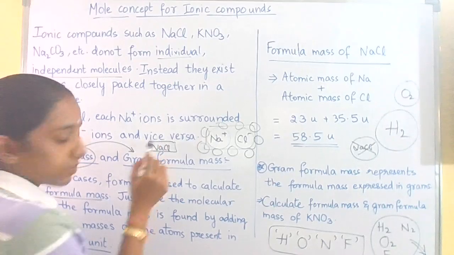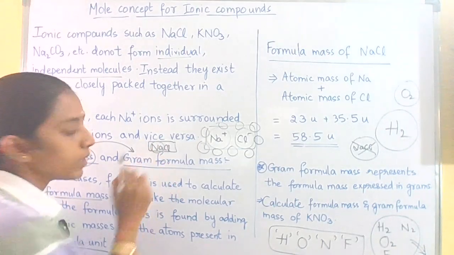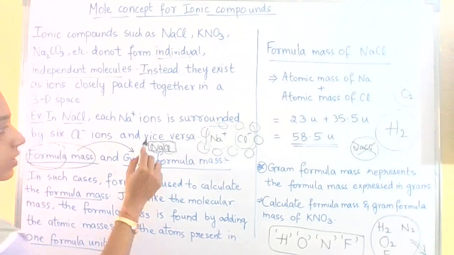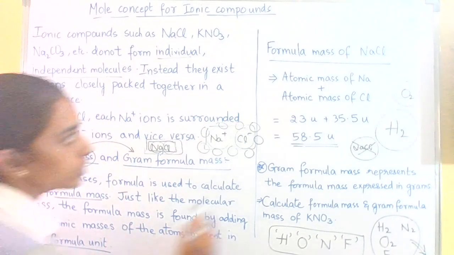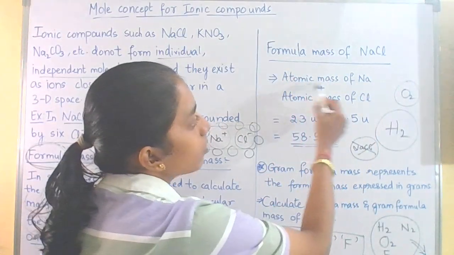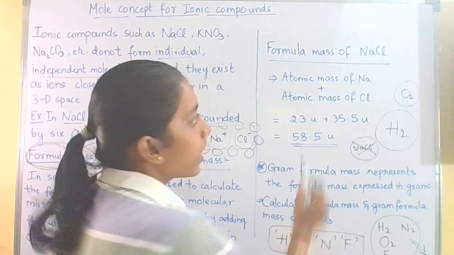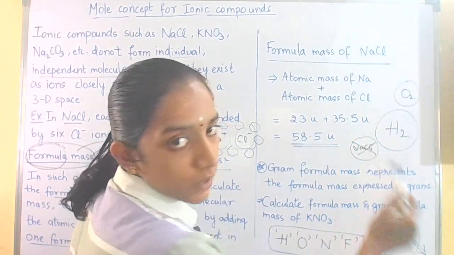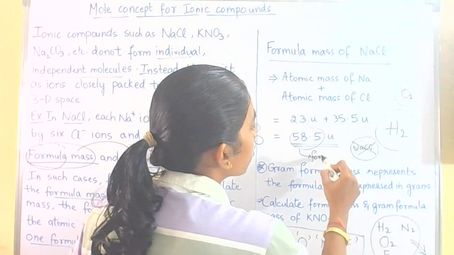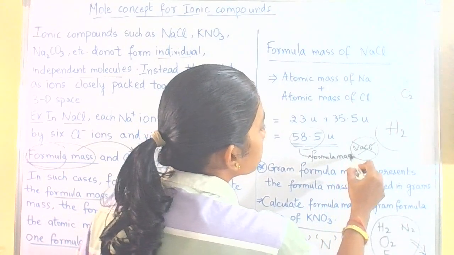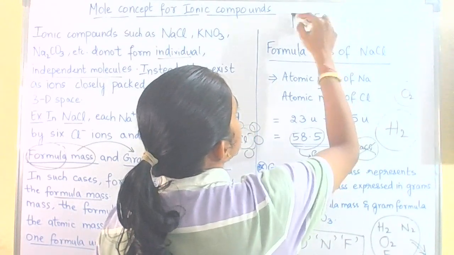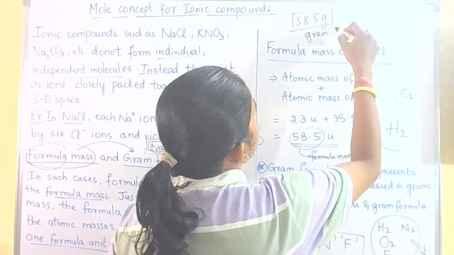We'll calculate the formula mass by adding the atomic mass of sodium and the atomic mass of chlorine in one formula unit. So what is the atomic mass of sodium? See, we have calculated here the formula mass of NaCl. Atomic mass of sodium is 23 units. And the atomic mass of chlorine is 35.5. When we add them, we will be getting 58.5 units. And this is the formula mass. And when we express this formula mass in grams, 58.5 grams, this is called gram formula mass.